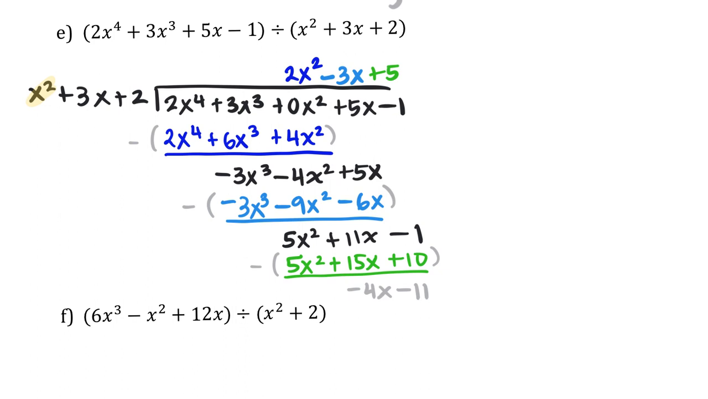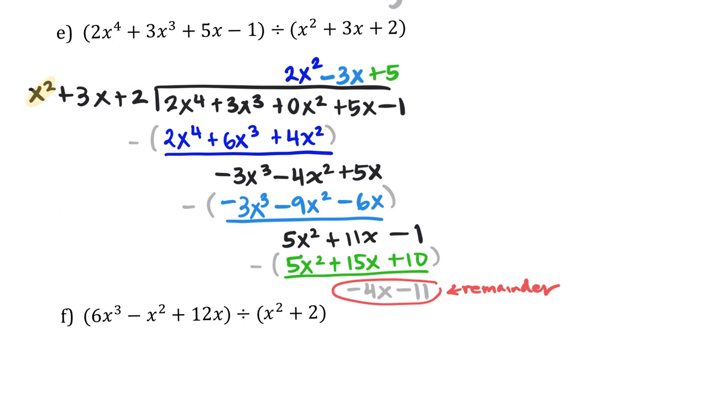This one looks a little bit different, and that's because my remainder has an x. So this is still my remainder. If I divide by x squared, I could still have an x in my remainder. If I divide by x to the third, I could still have an x squared in my remainder.